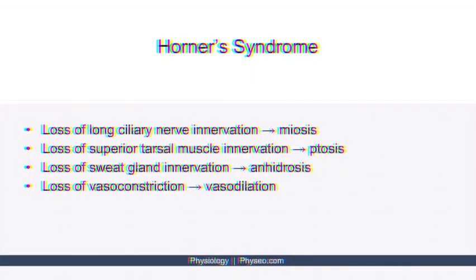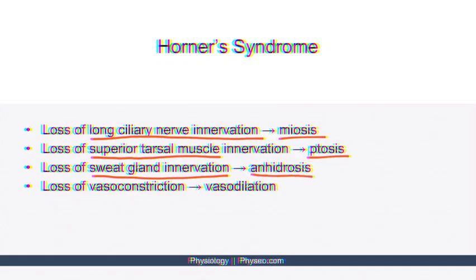So let's talk a little bit more about Horner syndrome. So if you have loss of the long ciliary nerve innervation, you're no longer going to get mydriasis, or activation of the pupillary dilator muscle, so you're going to get miosis. If you lose innervation to the superior tarsal muscle, then you're no longer going to have lid retraction, so you're going to get ptosis. And if you lose sweat gland innervation, you're no longer going to be able to sweat with the face and forehead, so you're going to get anhidrosis. And if you lose vasoconstriction of the face, then you're going to get vasodilation, and the patient's going to be flushed.